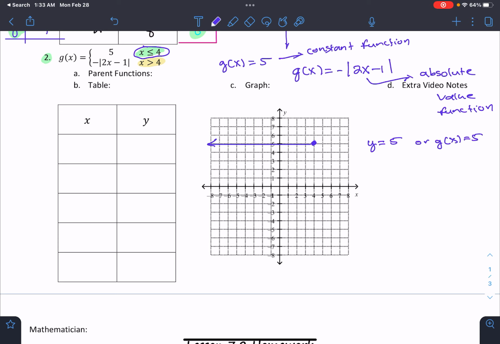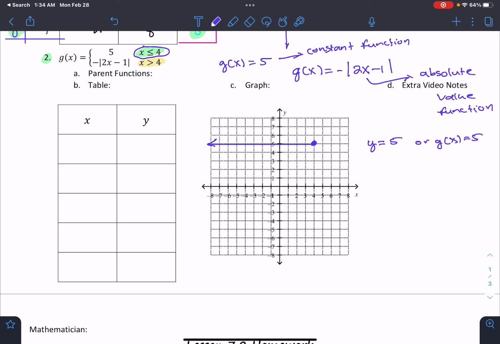That's exactly how my graph looks for the first part. So if we read it, it's g of x equals 5, and we are graphing this part of the graph for only x less than or equal to 4, which is what I just did. And we have a solid dot here to show that we are including 4 in this graph. So the next part is a little bit more tricky.